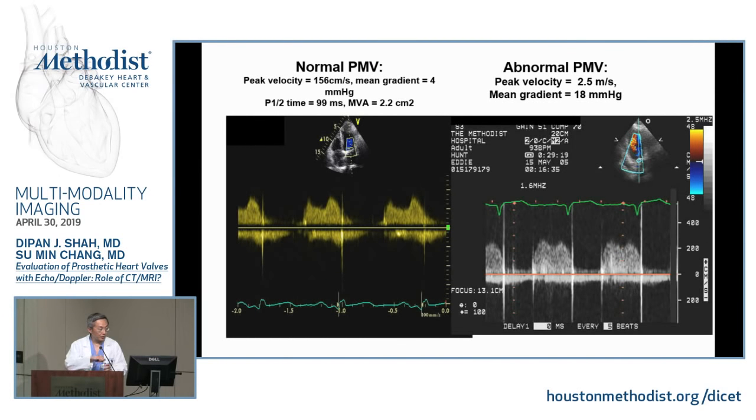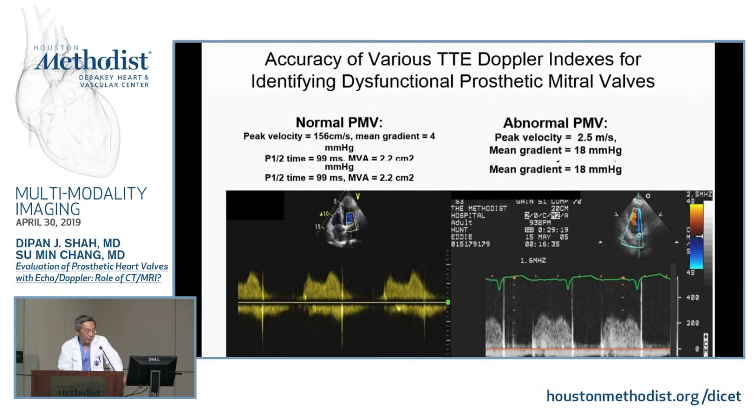So for a normal prosthetic valve on the left-hand side, usually the peak velocity is less than 2 meters per second, the mean gradient less than 5, and you can see the pressure half time. In this case, the patient did not have any left ventricular dysfunction. The valve area was 2.2. On the right-hand side, as you can see, the peak velocity is much higher, 2.5, with a high mean gradient, and that is definitely an abnormal valve.